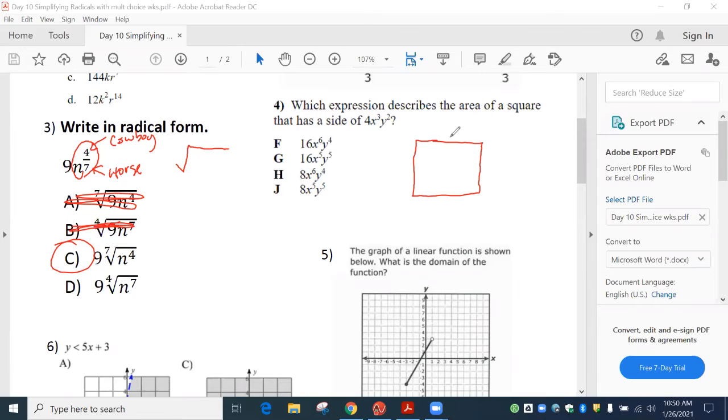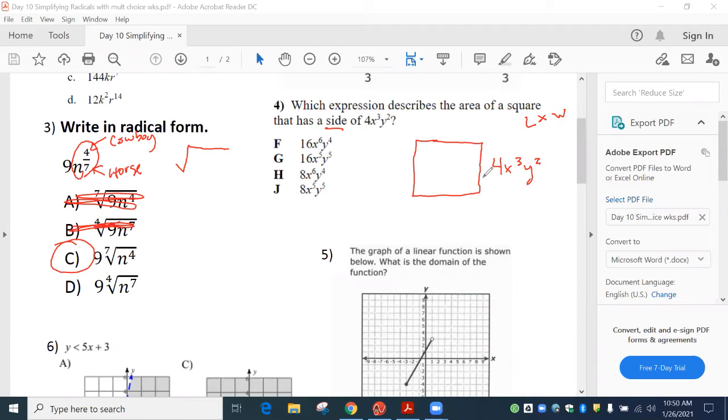Okay. And so on this, we're talking about the area of a square. Now, remember, anytime they talk about area, the most basic form of area is length times width. However, they only give me one side right here. I only know one side, and that's this right here. So how do I do length times width when I only have one side?